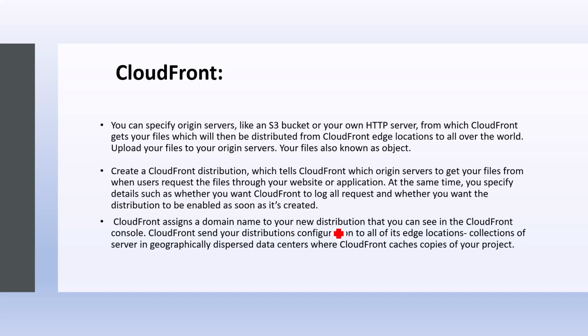CloudFront assigns a domain name to your new distribution that you can see in the CloudFront console. CloudFront sends your distribution configuration to all its edge locations. Edge locations are geographically dispersed data centers where CloudFront caches copies of your objects. So you have multiple geographical locations, and at each geographical location you can have the CloudFront distribution, which has multiple edge locations. In that way you can cache the content based on the geographical location, and you can reduce the number of calls going directly to S3 via CloudFront.